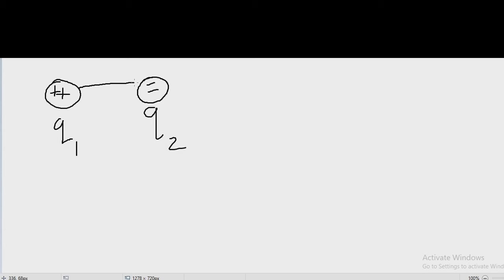So what Coulomb's law says: suppose this is Q1, which is positively charged, and this is Q2, which is negative charge. Now if we increase the charge here, what will happen? The attractive force between these two charges will increase, right?